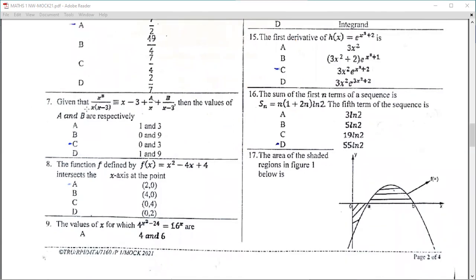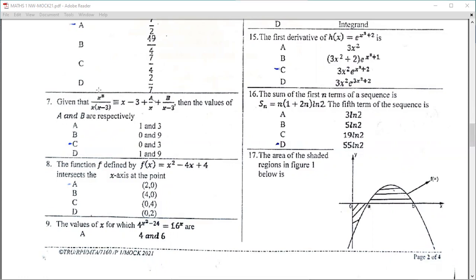Given that x cubed over x into x minus 3 is identical to this, then the values of A and B respectively are... With this, if you look at it very well, we can simplify this to something like x squared over x minus 3. So we use long division, since x into x minus 3, when we divide, we will see what we can obtain. Then we express it in partial fractions.